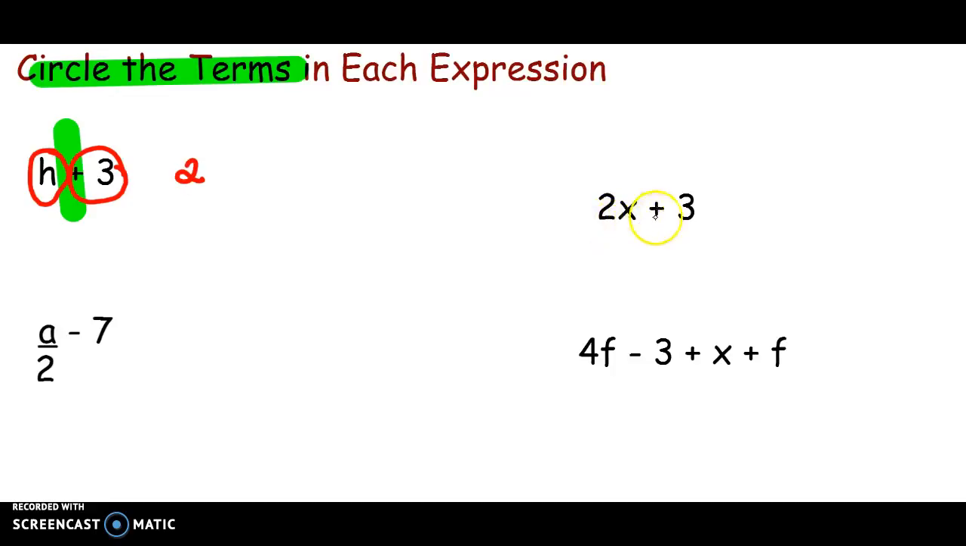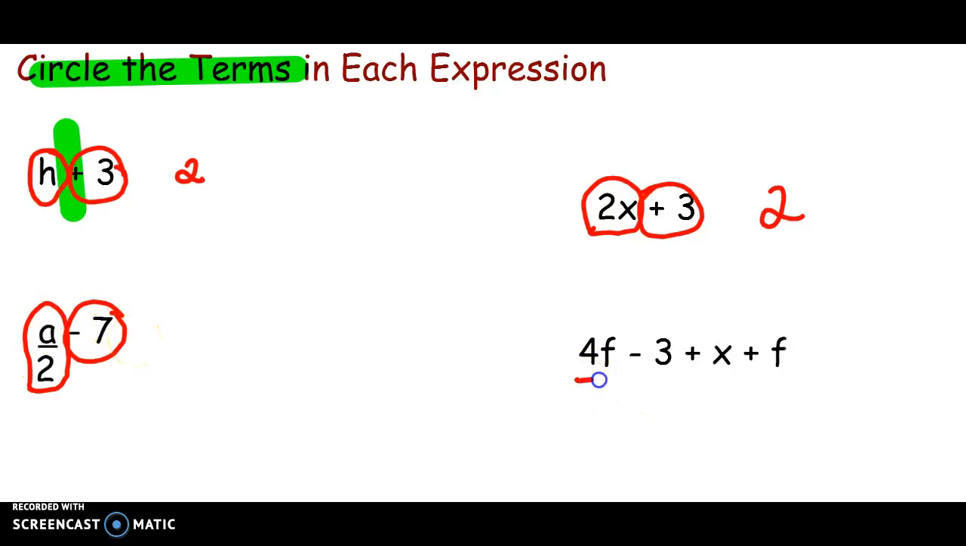In the expression 2x plus 3, think of the plus sign as your wall. So I have 2x, everything up to the plus sign is a term. And then from the plus sign to the end is a term. So 2x and plus 3 are two terms. There's 2 in that one. And a divided by 2, so you want to start and keep moving till you see a plus or a minus. So that's 1. And then negative 7. Remember, you're taking the sign with the number.